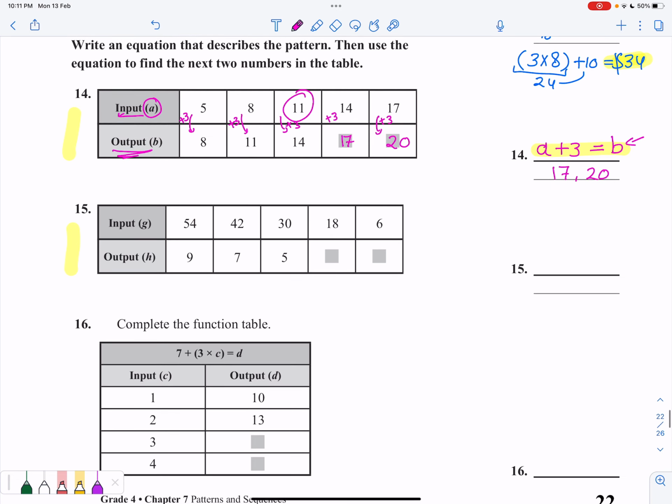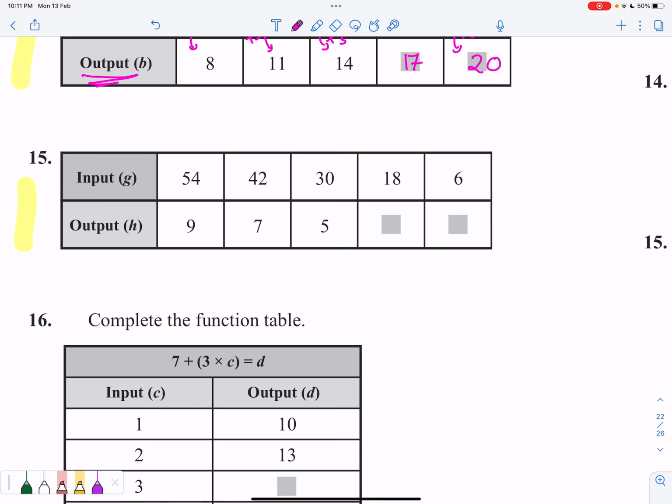After that, question 15, the input, the number that I'm starting with, is 54. And this number changed to 9. So think, when the number changed to something smaller, what could happen? What is the thing that we could do to that? We could subtract or divide. Okay? Because subtracting and dividing gives us smaller numbers. Now I have 54, it became 9. I have 42, it became 7. I have 30, it became 5.